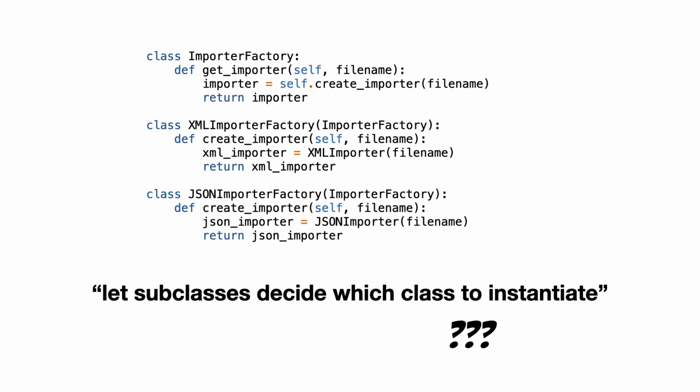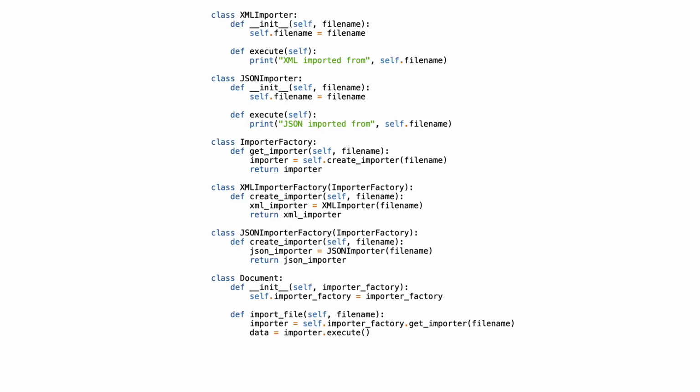But this leads to an important question. If the factory subclasses decide what importer class to instantiate, then who decides which factory subclass to instantiate? I don't know about you, but to me, this just feels like moving the problem back to main. And that is exactly what happens. Look at all the classes. Document takes an importer factory. This should be an XML importer factory or JSON importer factory. But since the switch on file extensions is gone, main is responsible for creating the correct factory instance.